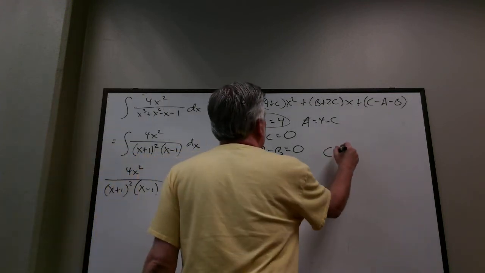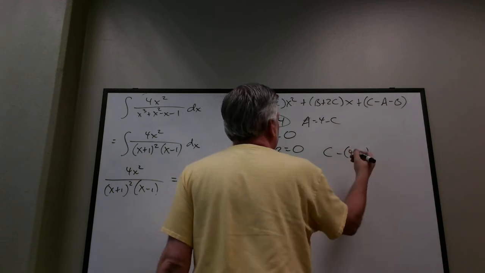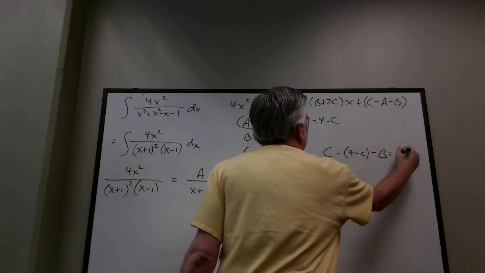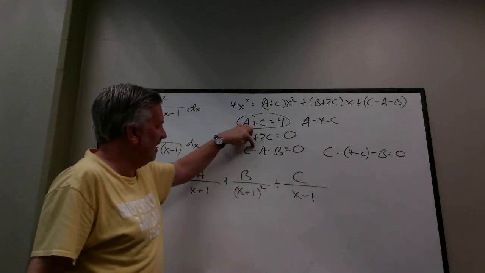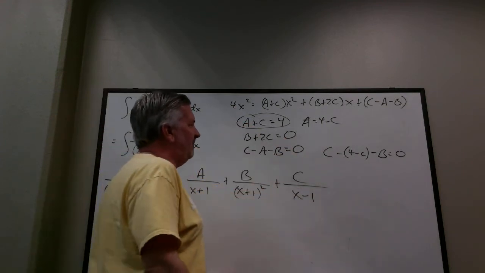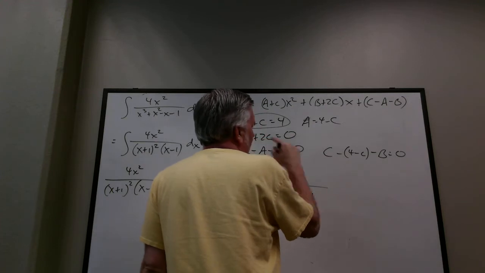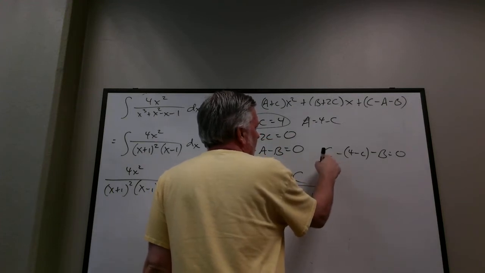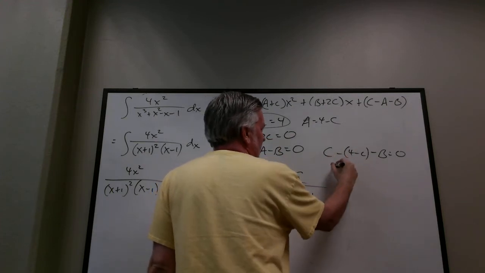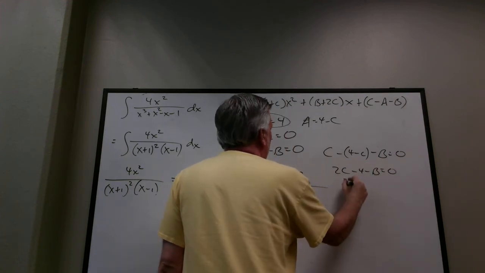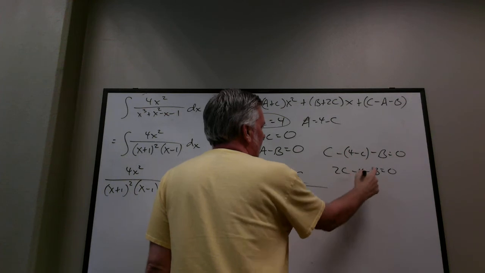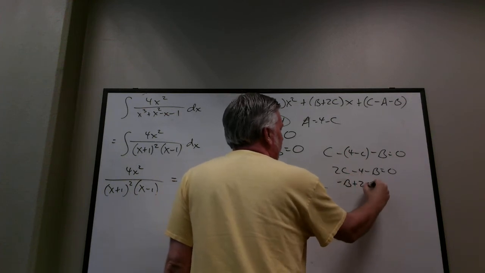So you'll get c minus (4 minus c) minus b is 0. So I'm replacing a with 4 minus c. Notice there's a negative out front. So if I simplify, I get c minus 4 plus c, so I get 2c minus 4 minus b is 0. Or let me rearrange terms here. Negative b plus 2c is 4.